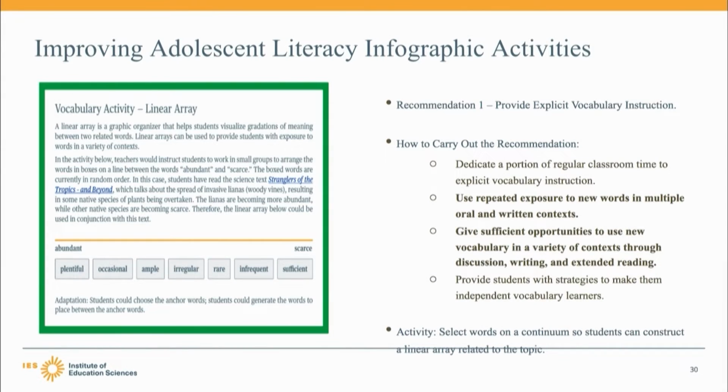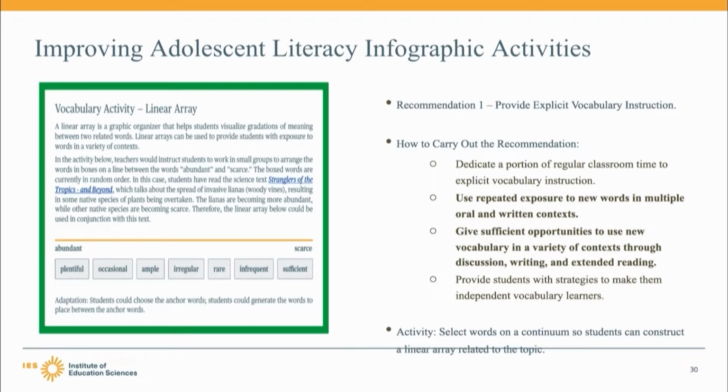Here you see the recommendation for providing explicit vocabulary instruction and the steps for carrying out that recommendation. We're going to focus on using repeated exposure to new words in multiple contexts and giving sufficient opportunities to use new vocabulary in a variety of contexts. You also see a description of the activity that can help students visualize the changes in meaning between two related words. This activity is called a linear array.